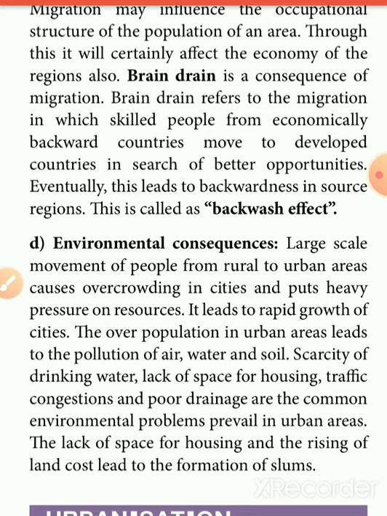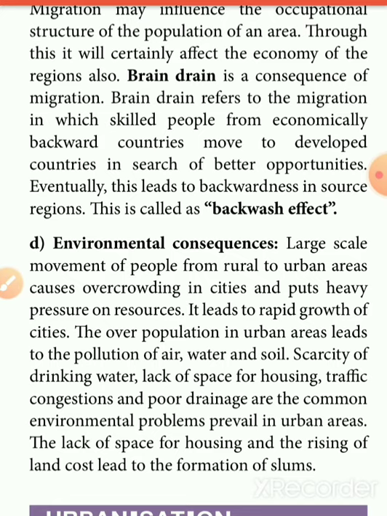A large scale movement of people, for example in Chennai, all the village people move to the city, to urban areas. What happens is overcrowding in cities. So there is pressure on resources, because one place does not have enough resources. That also happens, and it leads to the rapid growth of cities.